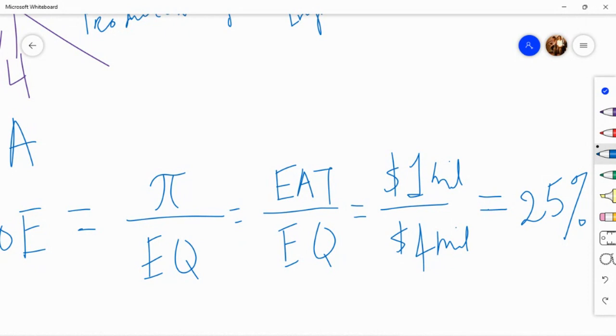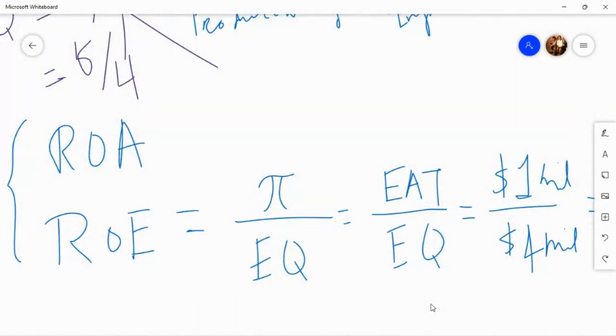Clearly, the shareholders will be excited about it. Now, then, what is the return on assets? Actually, return on assets has two formulas. Why?